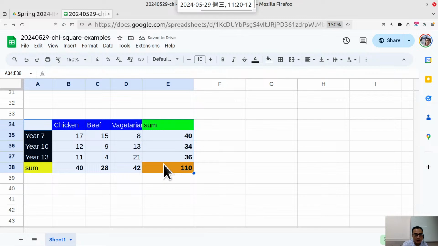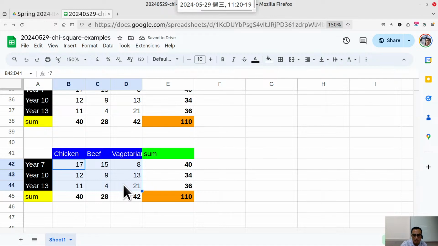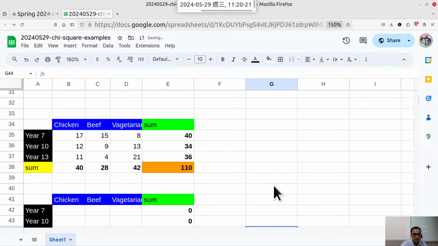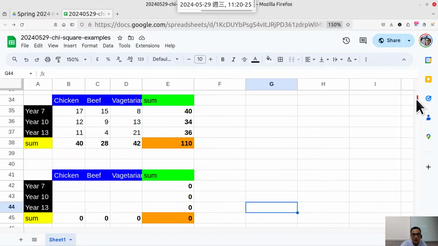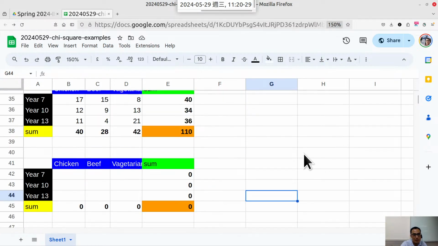Okay, if I copy and paste here, you can use the function. You don't need to calculate by your hand. For example, if I want to know the sum of this one, this horizontal direction, it means the total student number at year of 7.